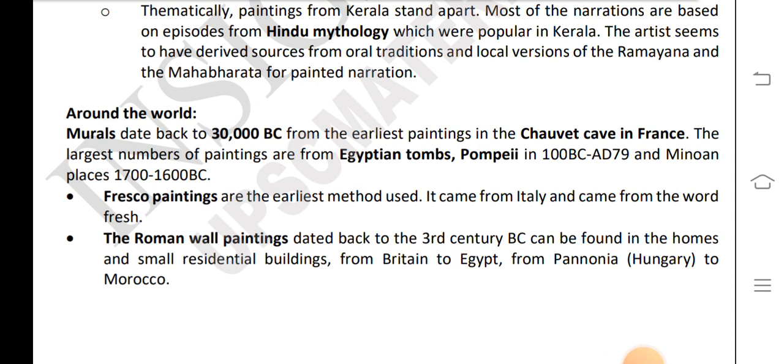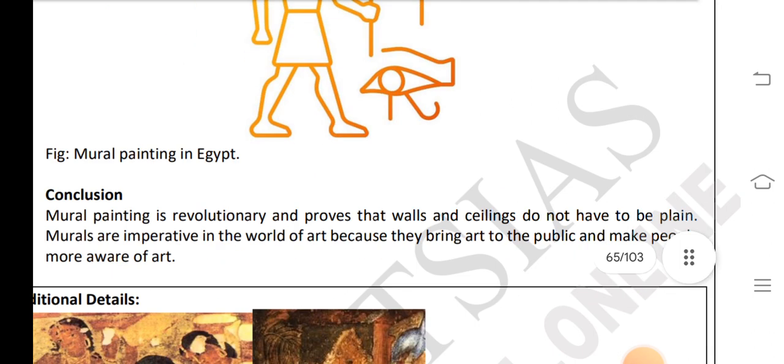Murals date back to 13,000 BC, from the earliest paintings in the Chauvet cave in France. A large number of paintings are from the Egyptian tombs and Pompeii, from 1700 and 1600 BC, 100 BC and AD 79. Fresco painting is the earliest method used. It came from Italy and comes from the word fresco.